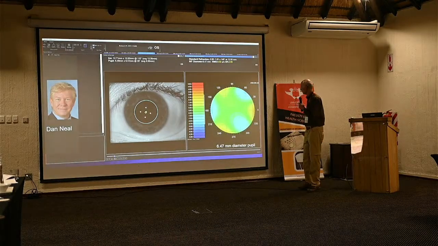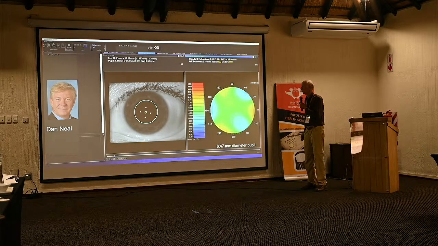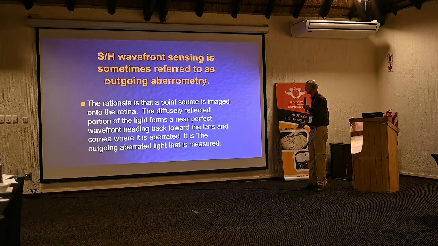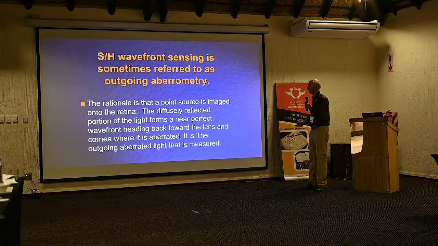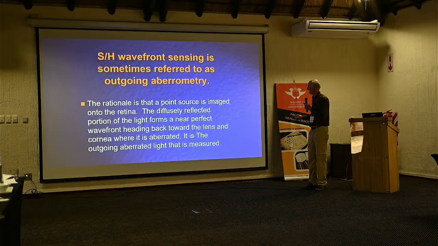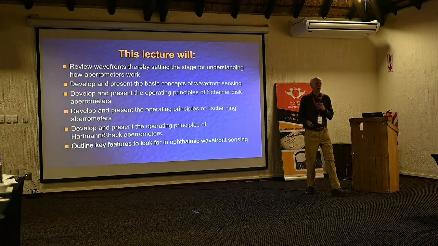Dan Neal was the designer of the first commercial aberrometer, which went on the market in the year 2000. That's 25 years ago. There's been lots of devices since then. Dan was a good colleague of ours and helped us understand how these instruments work. So that's what you call outgoing aberrometry. It's an objective method as opposed to the subjective method that Ray talked about.